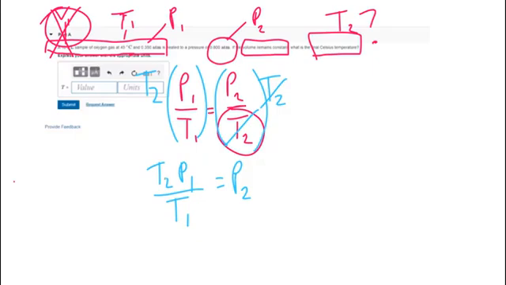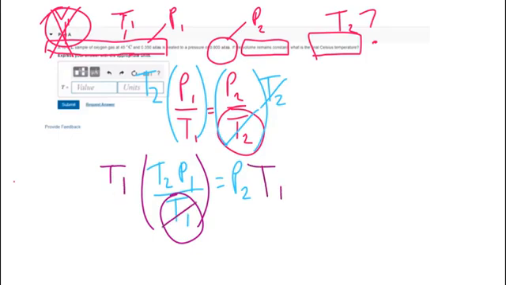Well, that's great and everything, except I don't want to solve for pressure 2. I want to solve for T2, but notice I still have a fraction. I haven't solved getting rid of fractions quite yet. So let's get rid of this fraction on the left-hand side. So to get rid of T1 on the bottom, I have to multiply it on both sides, right? T1. Okay, so that gets rid of T1 on the left. So now that leaves me with T2 P1 equals P2 T1.